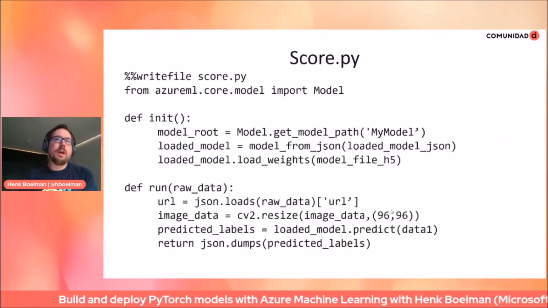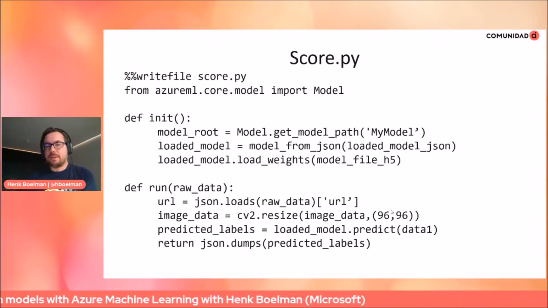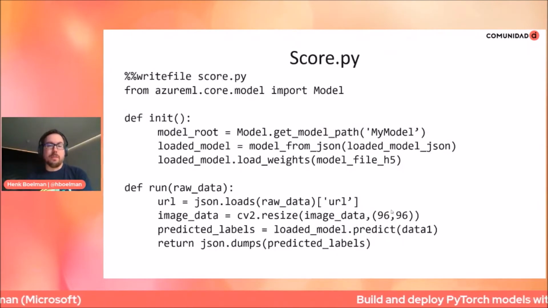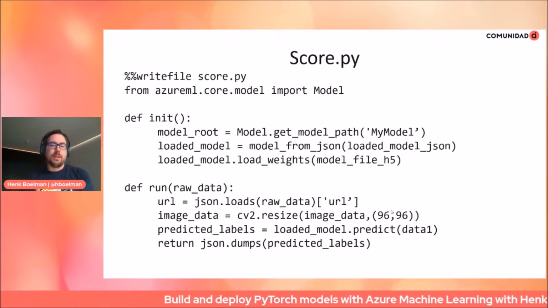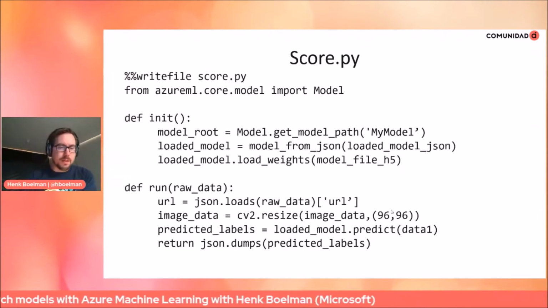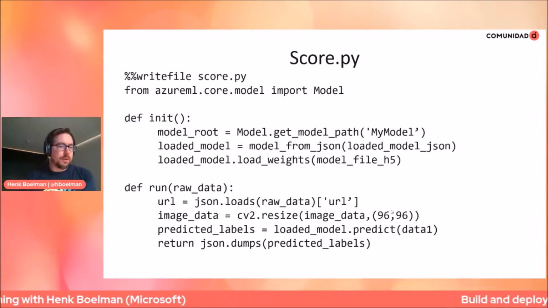So let's look at how the script has to look. So first you have an init method, and you have a run method. The init method loads the model. It does that once, because loading in models takes time. And then we have a run method, and that one is initiated every time an API request comes in. It takes the URL, shapes the data, and then predicts on the incoming data, and then returns the result.